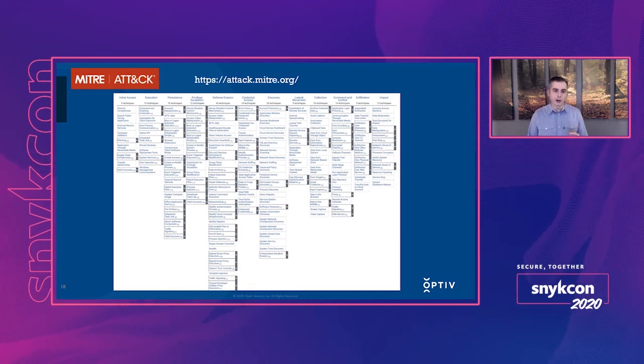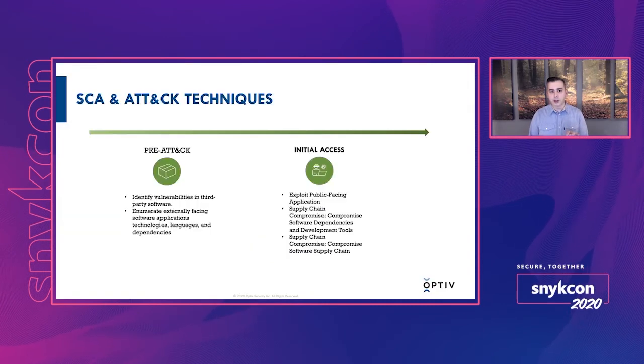So from there, again, obviously a vulnerable dependency could have implications inside multiple sets of techniques. But really, when we're talking about SCA and attack techniques itself, it breaks down into two specific categories. The first is going to be pre-attack. So that's generally all your reconnaissance activities. And so there they call out identifying vulnerabilities in third-party software and then enumerating any type of externally facing software or apps, which does include dependencies. On the initial access side, exploiting a public-facing application through one of these vulnerable dependencies is going to obviously be the major one. And then supply chain compromises as well.